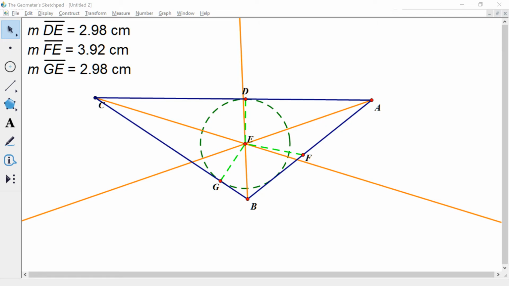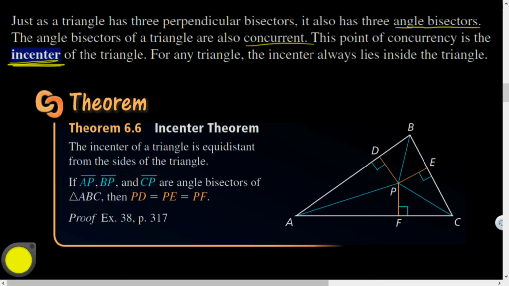So the incenter theorem. I think I've got that copied. The incenter of a triangle is equidistant from the sides of the triangle. Incenter is made from what? The angle bisectors form the incenter. And then it says if AP, BP, and CP are angle bisectors, then PD equals PE equals PF. So cool. All right, so let's put that to use. I'm just appreciating the beauty of this geometry so much right now.